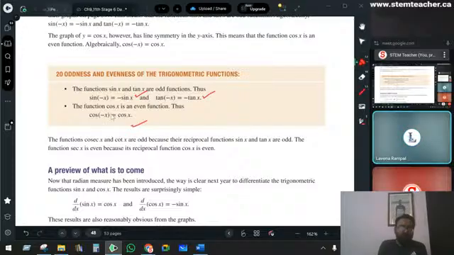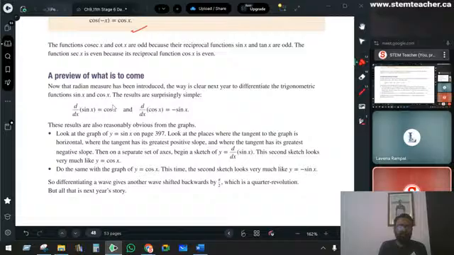Next, preview of what is to come. Derivative of sin x is cos x. Derivative of cos x is minus sin x. The result is surprisingly simple.